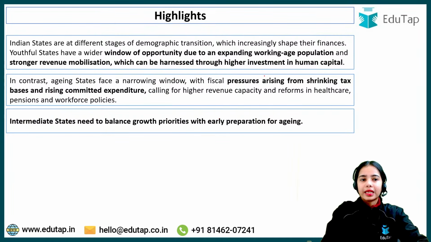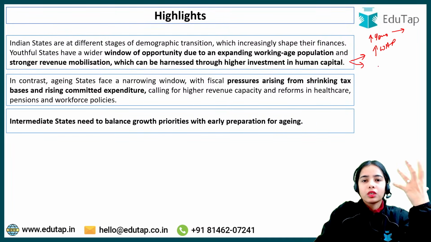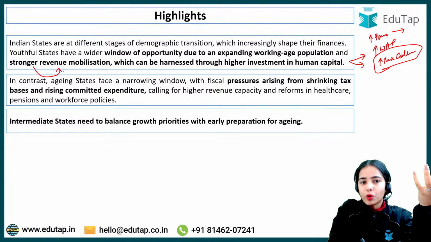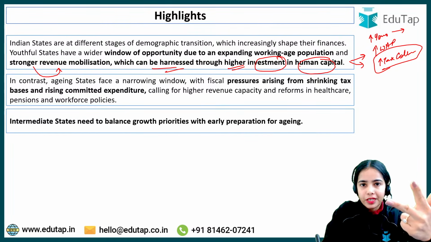such. So you can understand that the youthful states have a higher working age population, a higher young population, and they have more opportunity for tax collection. Okay, so they have stronger revenue mobilization, stronger revenue collection, which can be improved through higher investment in human capital, education, healthcare facilities, skill development and such.